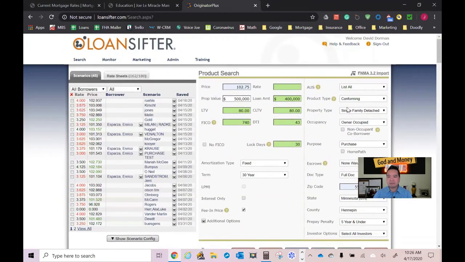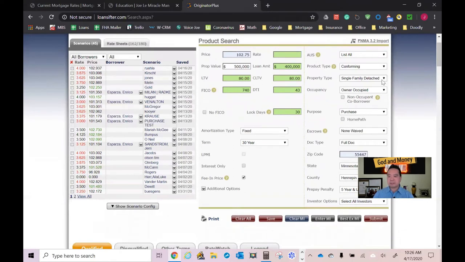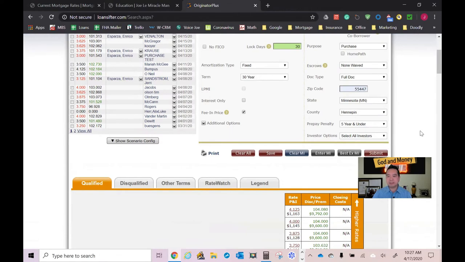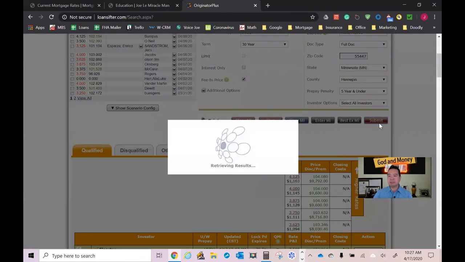Let's see, so we have a conforming loan, so conventional loan. Again, we saw that it's a single family residence, detached home. A single family attached would be like a townhome where it's attached to another unit. But okay, owner occupied, purchase. I'm just selecting a Hennepin County zip code here, Plymouth area, and I'm going to hit submit.